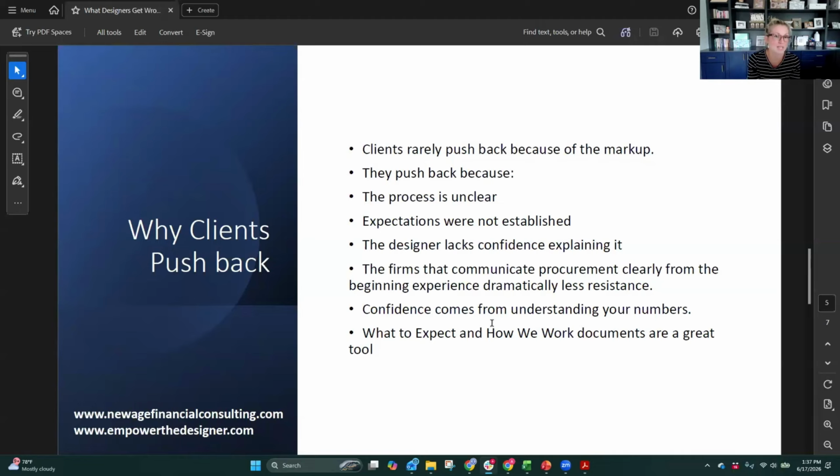What are their expectations? Because again, for all of us, and I'm in the client space too, that's where the miscommunication can occur. So are you clear on the procurement process with the client? We've seen it called two things, a what to expect document and a how we work document. It gets you across the finish line.